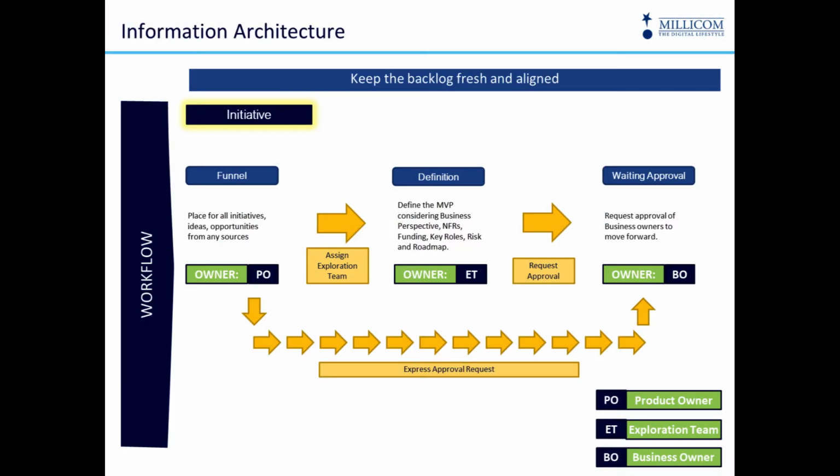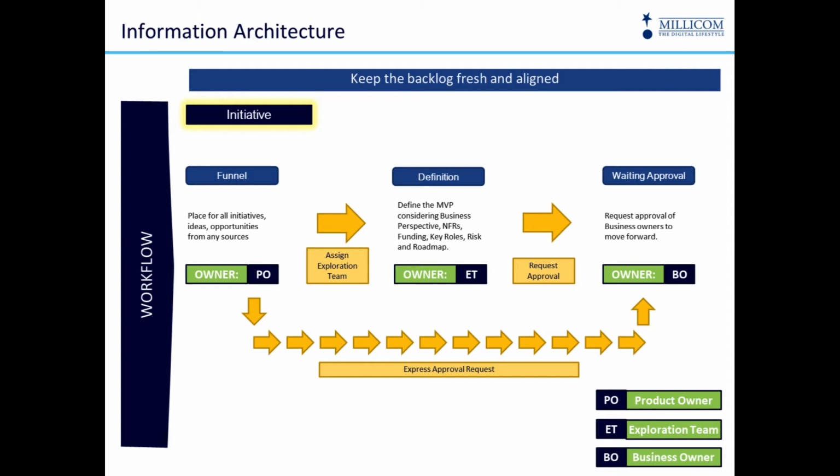A first checkpoint is established by the framework to determine which initiatives will move on to the breakdown definition. You can accomplish this in one of two ways, either through the exploration process, inception, by assigning a team to it, or by submitting an express approval request for initiatives whose scope is already known and the product owner considers it does not require an exploration stage.